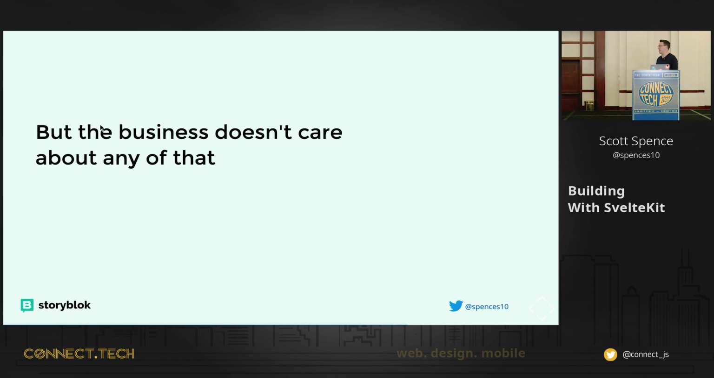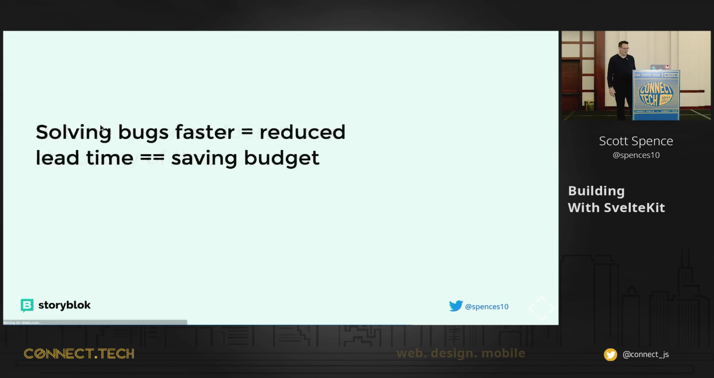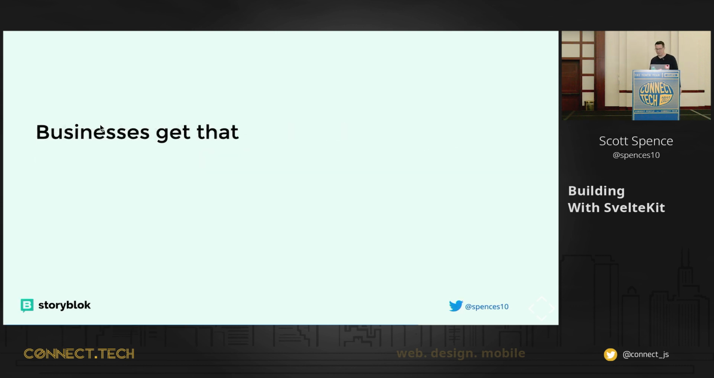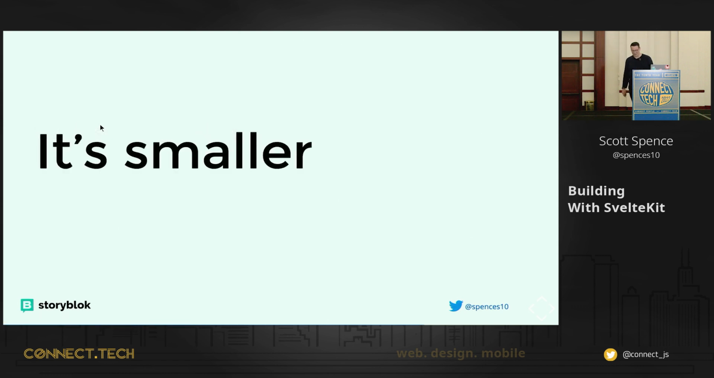But again, the businesses don't really care. You say, look, I fixed 20 bugs. They don't care about that. But if you can do it faster, then that's going to reduce the lead time and save budget. So your businesses get that. They care about that. So Svelte's smaller.